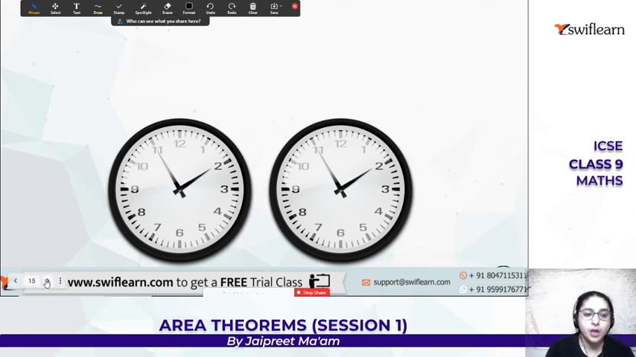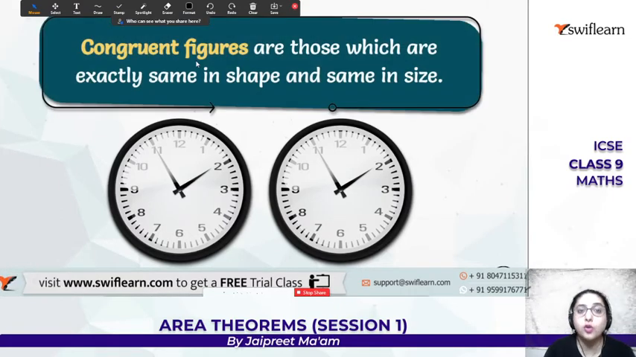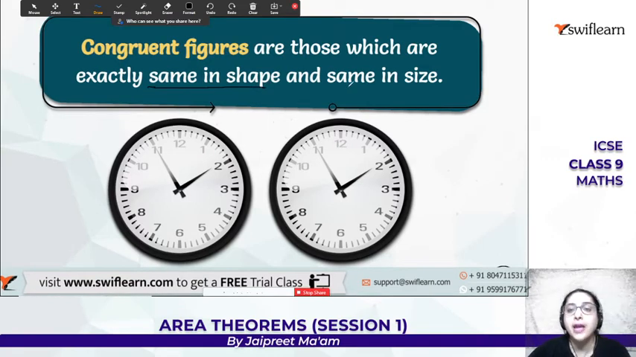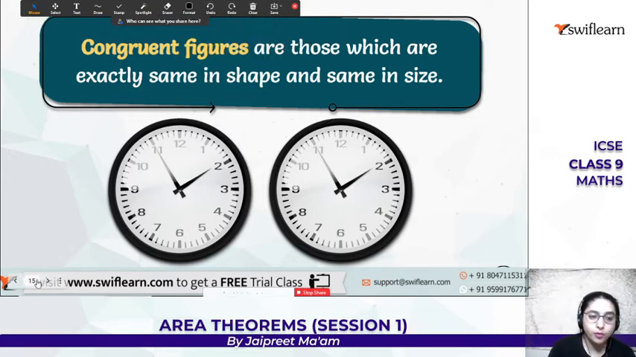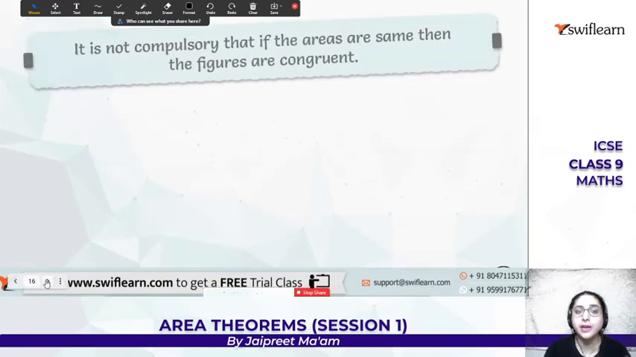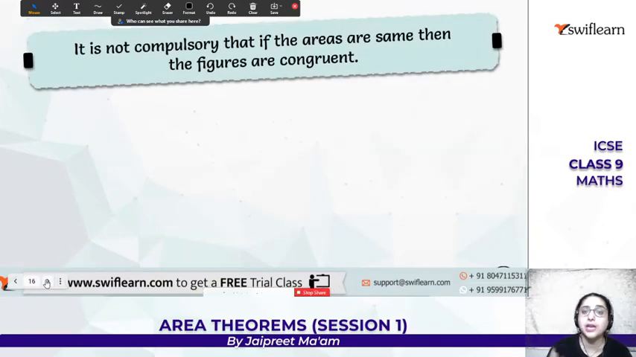Okay. So for example, this is a clock. The main thing we have to keep in mind about congruent figures is that they are exactly the same in shape and exactly the same in size. So for example, the clocks are exactly the same in shape. They are all circular. They are all the same shape and they are the same size. So this is an example of congruent figures. Let's move on. The main difference you have learned: same in shape and same in size.